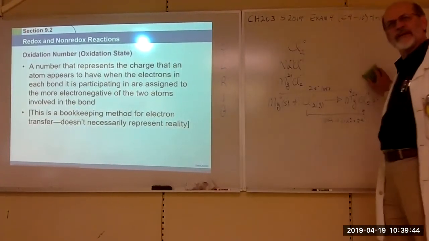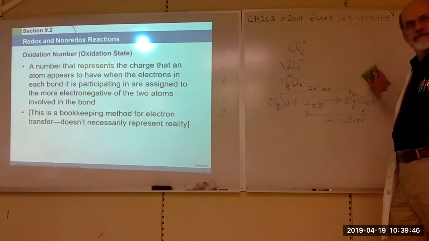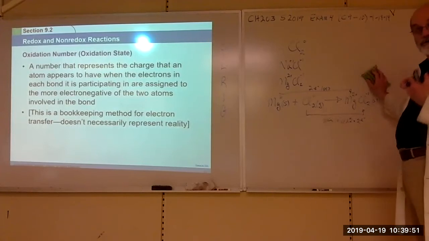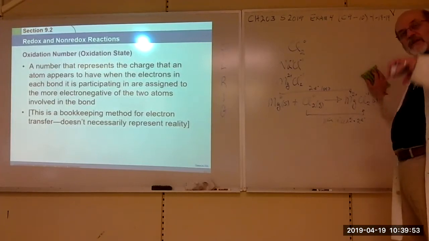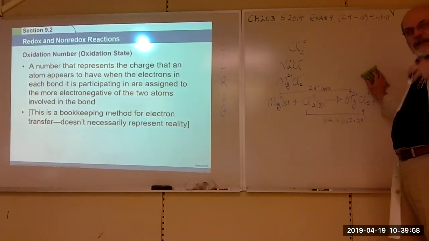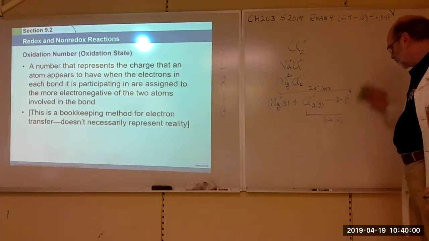Did we talk about electronegativity yet? It's the tendency of an element to draw electrons to itself. So the higher the electronegativity, the stronger the pull on electrons toward that atom.